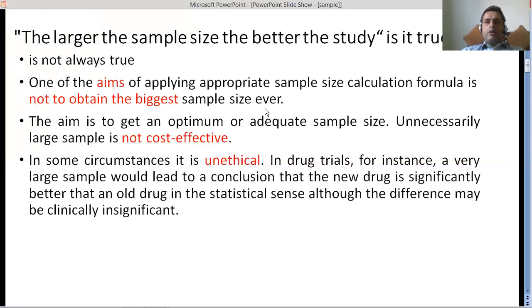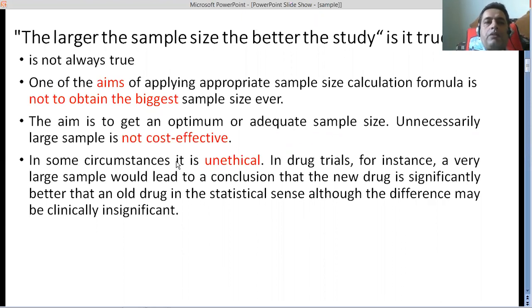The job of a researcher is to come up with authentic results by utilizing the minimum required number of samples, or the optimum number of samples, not the biggest number of samples, because you can lose on many things in your study. So the aim is to get an optimum or adequate sample size.